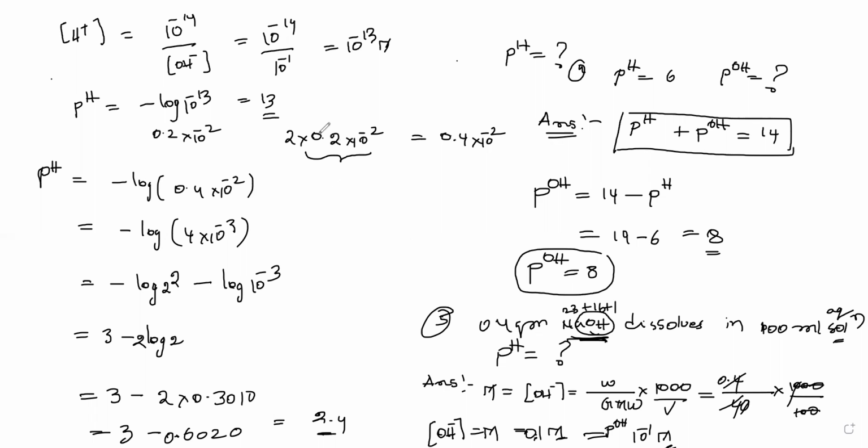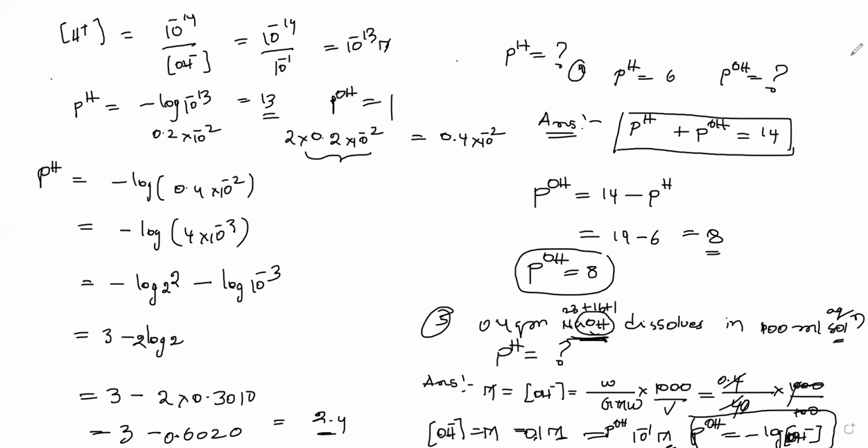Then what is the pOH of the given solution? It is compulsorily 1: 14 minus 13 is 1. Or we can calculate pOH by this method also. The pOH is equal to minus log OH minus. This is the pOH equation. And this is the way to calculate the pH of a given solution.